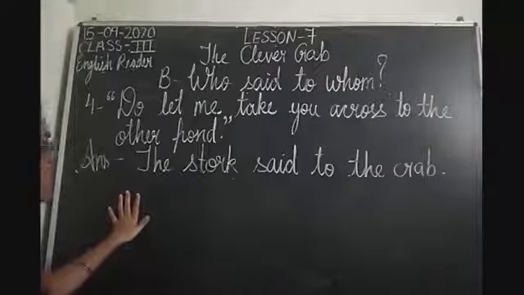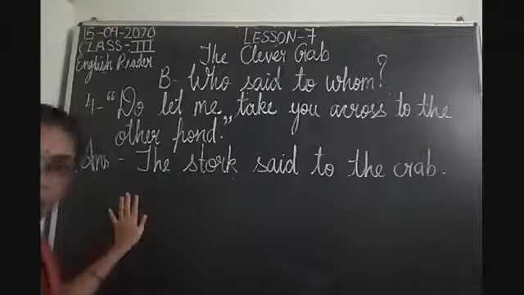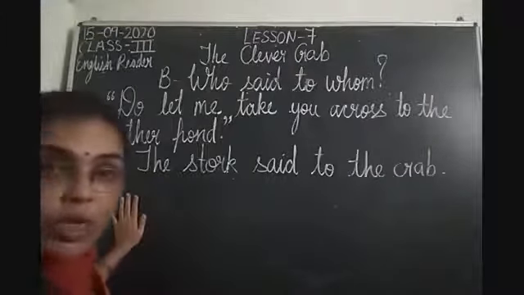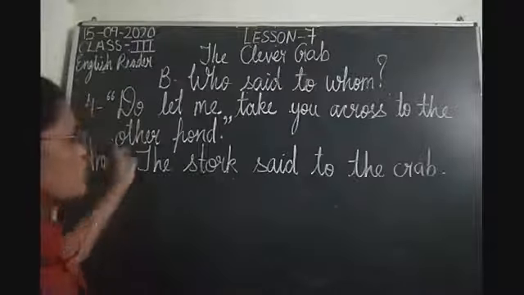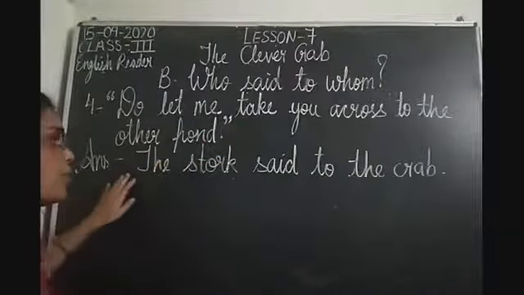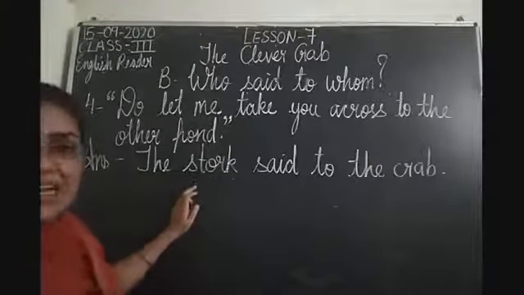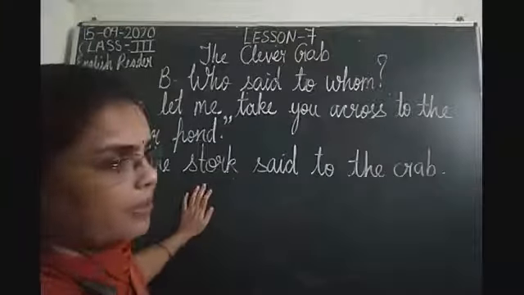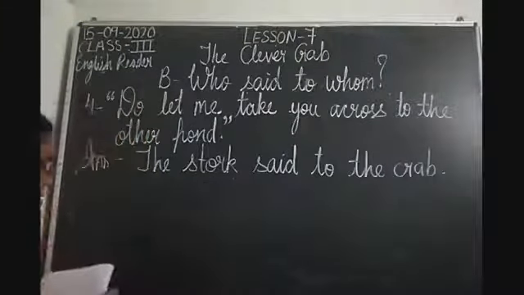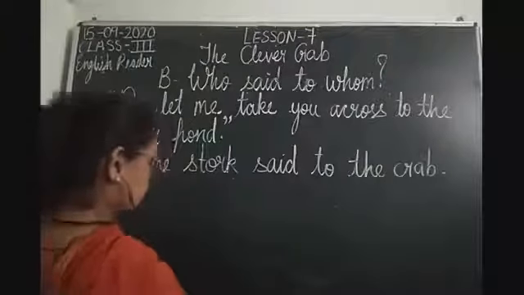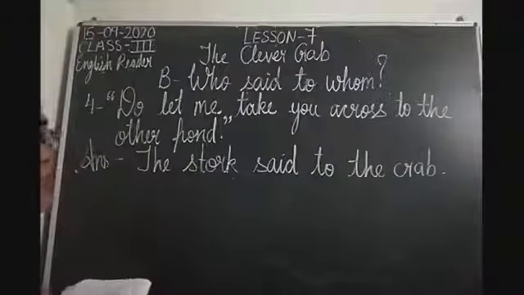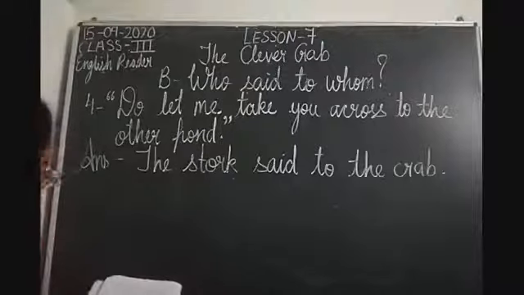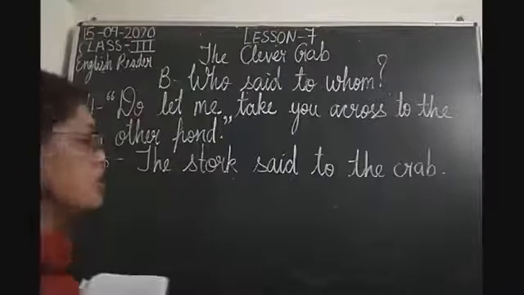Please write first: the stork said to the crab. He was trying to fool the crab. He wanted to eat the crab also. So he said, do let me take you across to the other pond. The stork said to the crab. I hope everybody has written, children.